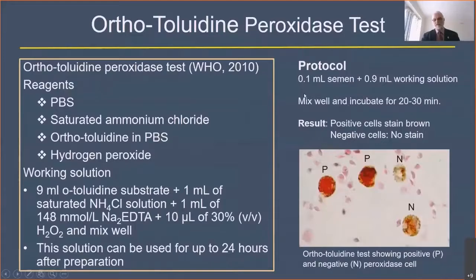After the staining procedure, as shown here, when we look in the microscope, peroxidase-positive cells, those leukocytes that still have the peroxisomes in the cell, stain brown like these cells here. Those that are negative are not leukocytes, like these cells here, which are markedly lighter, more whitish.